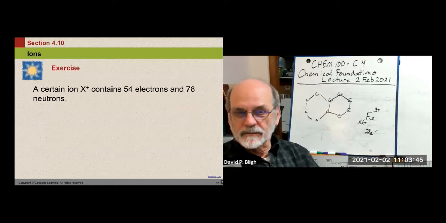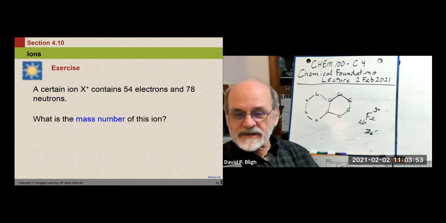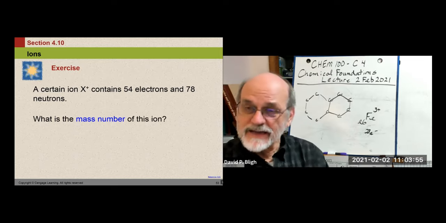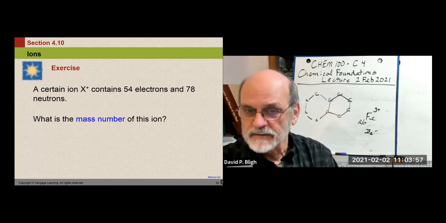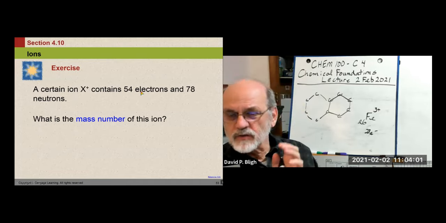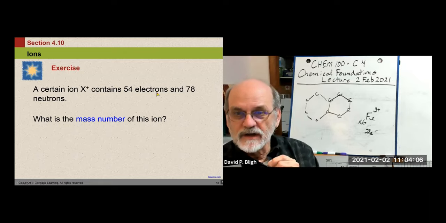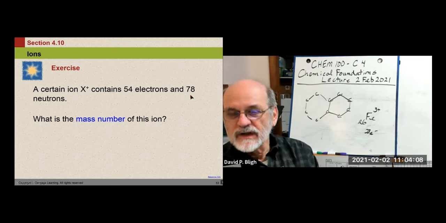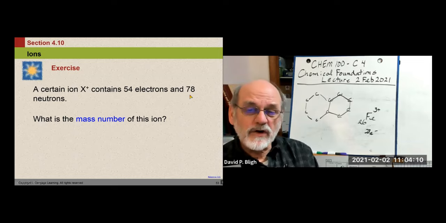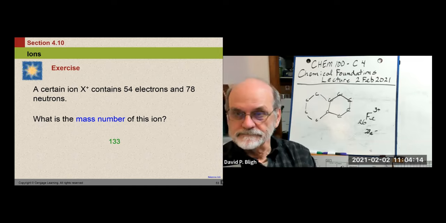How about this one? If you have a 1+ charge with 54 electrons and 78 neutrons, what's the mass number? Well, to get the mass number, you need the number of protons. So if you have 54 electrons and it's a +1 charge, that means we're short 1 electron. So we need 55 protons. 55 plus 78 neutrons is 133. Yep, mass number.